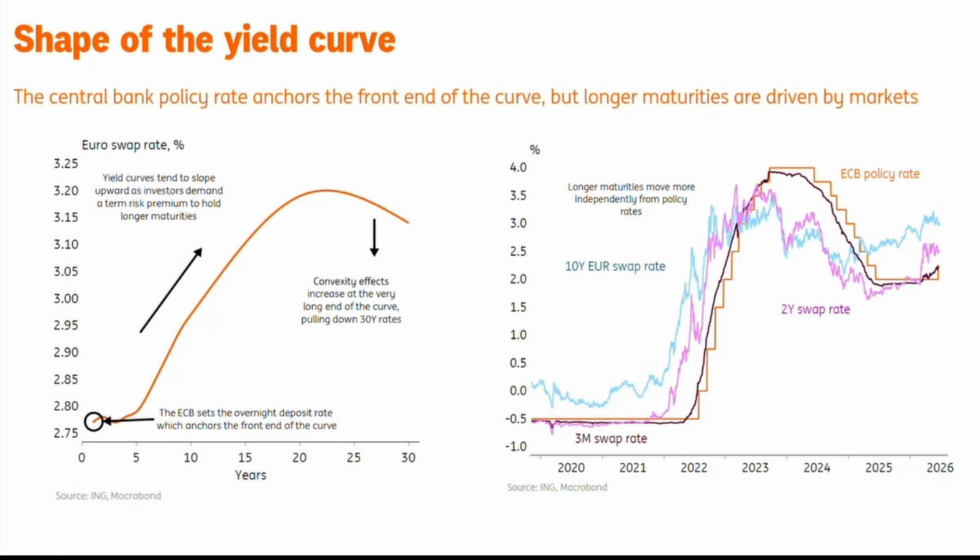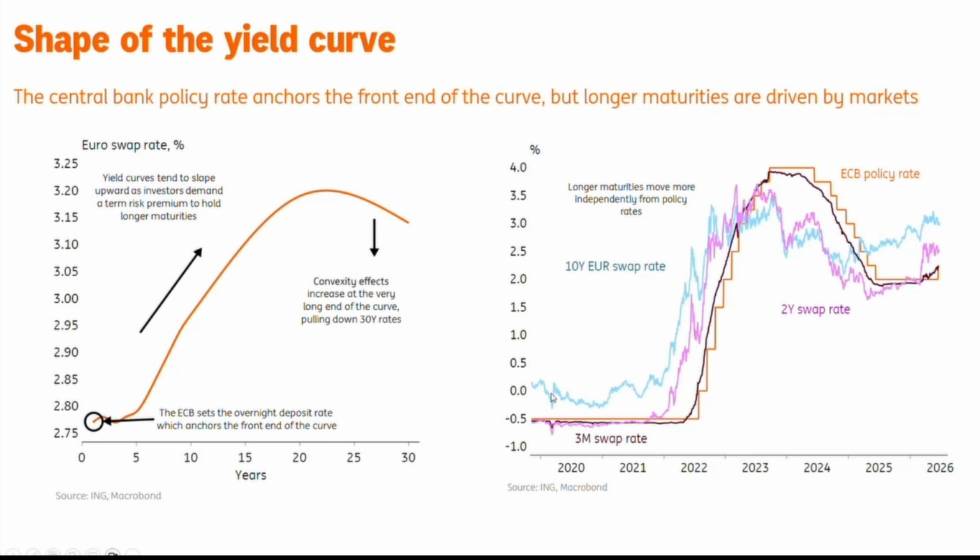So 2-year rates already look forward 2 years ahead, whereas the 3-month only looks 3 months ahead. And you can see when the central bank hiked rates a lot in 2023, already the 2-year rate was thinking ahead: at some point the ECB will cut. But we're going to dive deeper into this.